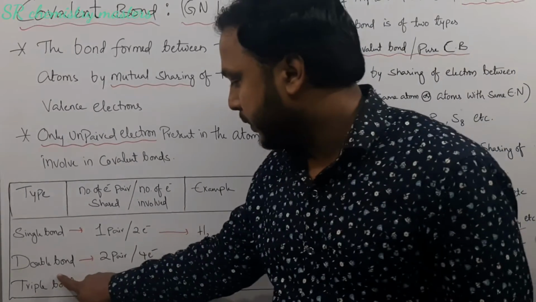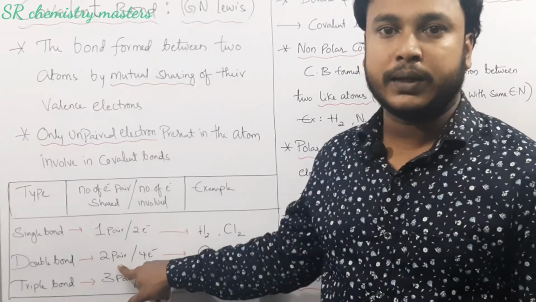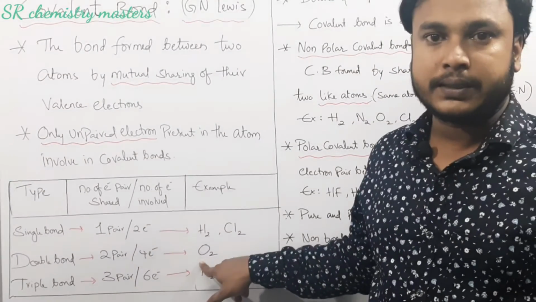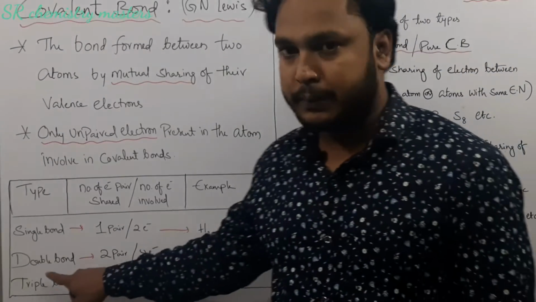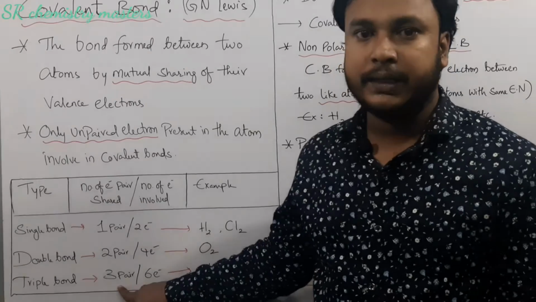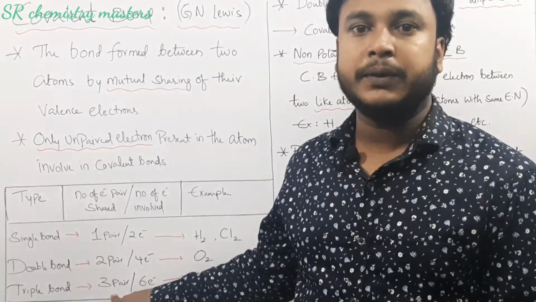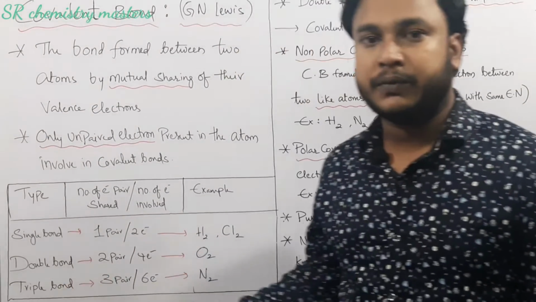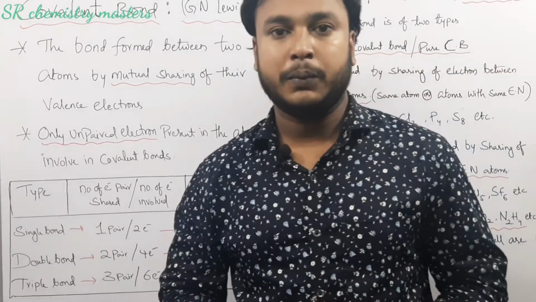In terms of double bond, two pairs of electrons, or four electrons, are shared between the two atoms. The example is the oxygen molecule. In between two oxygen atoms, two pairs of electrons are shared, so it is considered a double bond. In triple bond, you have three pairs of electrons shared between the two atoms. If three pairs of electrons, or six electrons, are shared between the two atoms, then it is considered a triple bond, and the example for the triple bond is N2. In N2 you will see a triple bond.